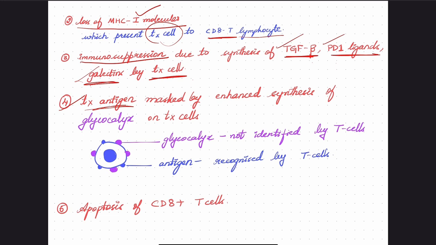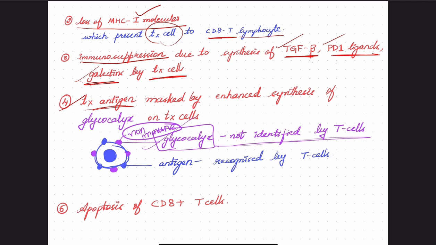And it can be tumor antigens, I mean, a few of the cells expressing this antigen. For example, this blue color is a cell, and these blue dots are the tumor antigens. They can be present, but they are masked by synthesis of glycocalyx. This purple thing is glycocalyx. These are non-immunogenic, they do not evoke the immune response. When these outnumber the antigens, the tumor cell is masked and not recognized by the T cells.